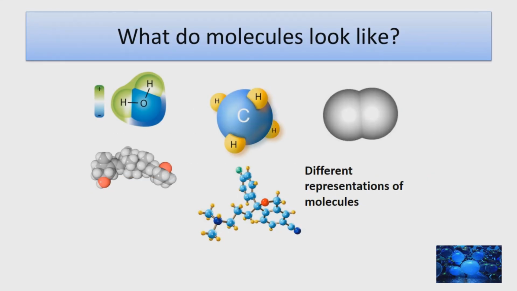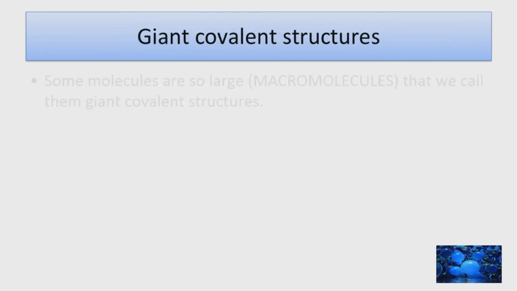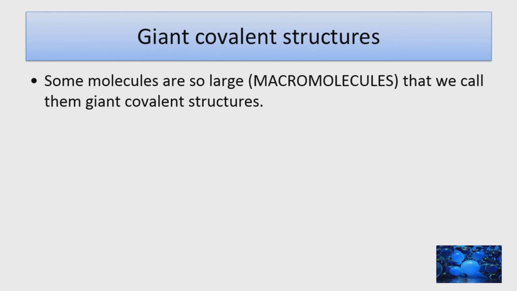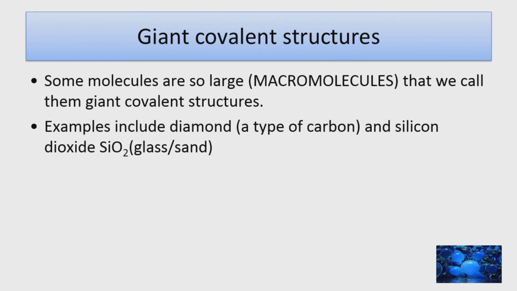What do molecules actually look like? Well, you can represent them with models, different models here shown, water and methane at the top there to show the covalent bonds, the sharing of electrons. Molecules made of covalent bonds are very strong, very hard to break. There are some giant covalent structures which are called macromolecules, very large molecules. Examples include diamond, which is a type of carbon, silicon dioxide, which is glass or made of sand.